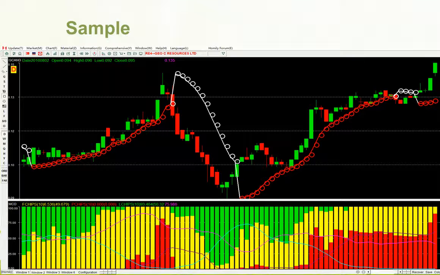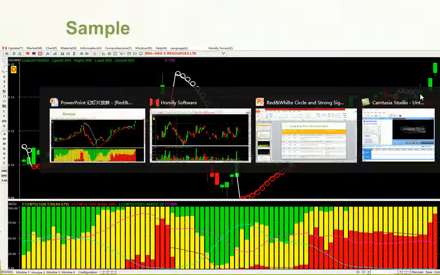Then we can see here. White circle turns to red circle, buy or not? Can buy, because we can see the multicolor dragon, the red color is above 50, which means if you see the white turn to the red circle, you can buy again, okay? So let's see some examples.